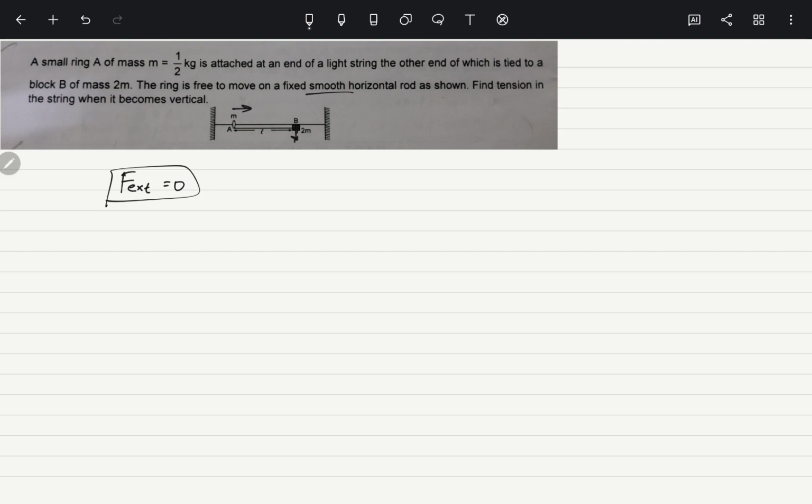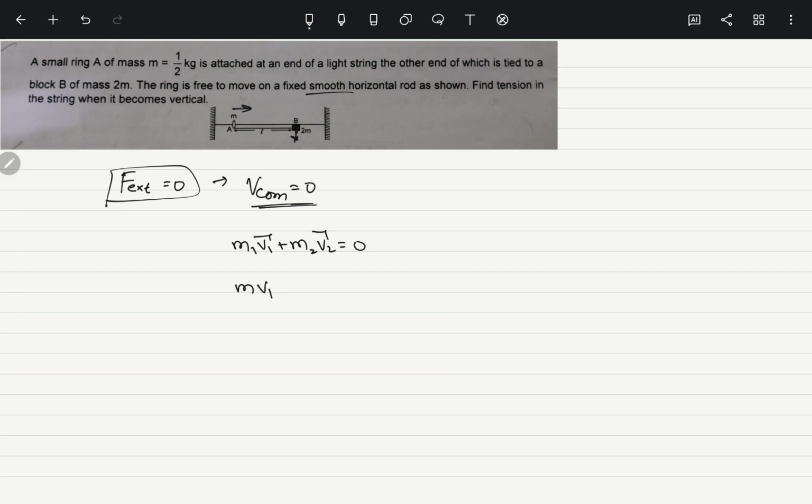So here we are applying conservation of momentum, or we can say the momentum of the center of mass is conserved. Initially V_CM is zero because the system was at rest, so the momentum of the system should be zero. So m1 v1 plus m2 v2 should be zero. Here m1 is m, the mass of the ring, and its velocity we are assuming is v1.